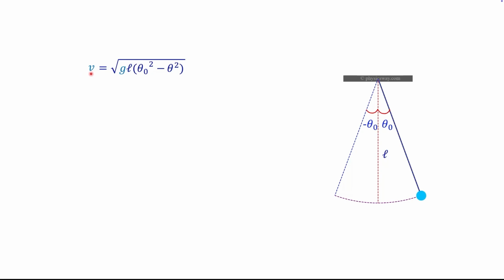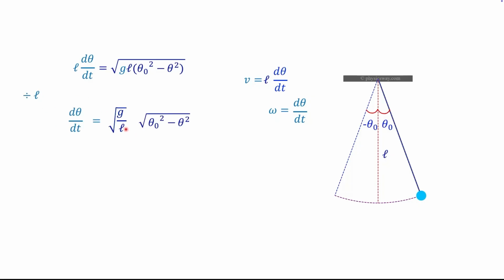v is the velocity of the bob, which is a linear velocity. The linear velocity is related to the angular velocity omega by this equation. r is the radius of the circle, which is equal to L. Angular velocity is equal to the rate of change of the angular displacement theta. Substitute this for omega. Next substitute this for v. Now divide both sides by L, you get this equation.